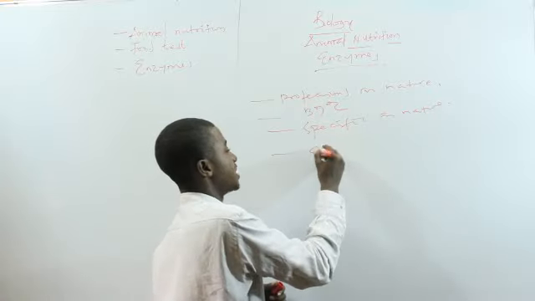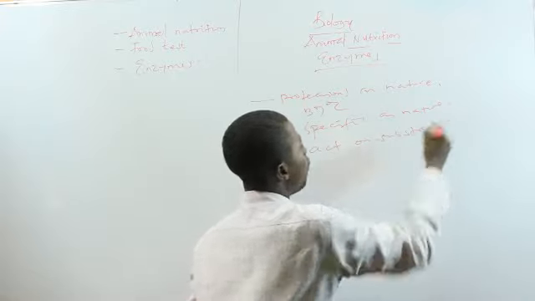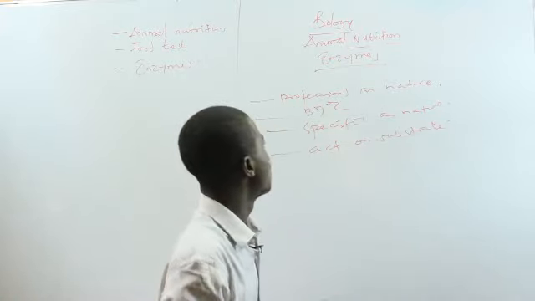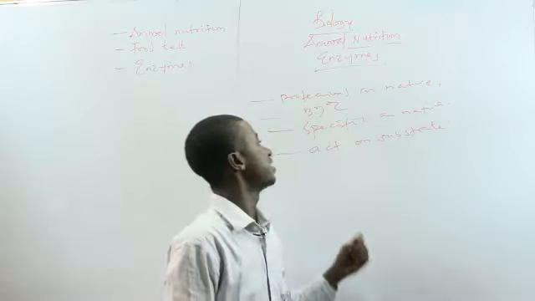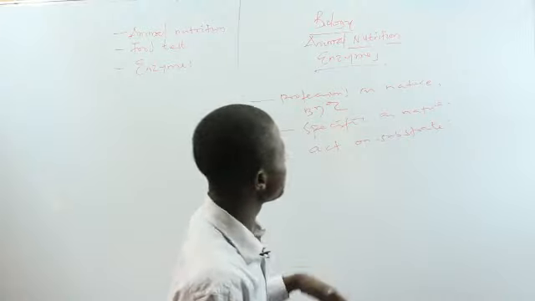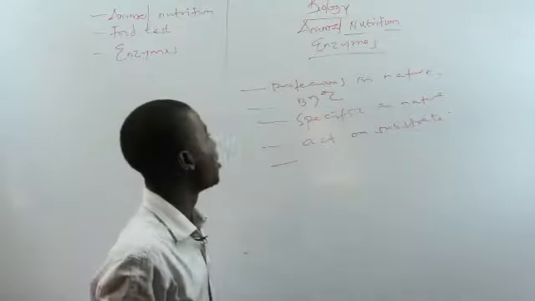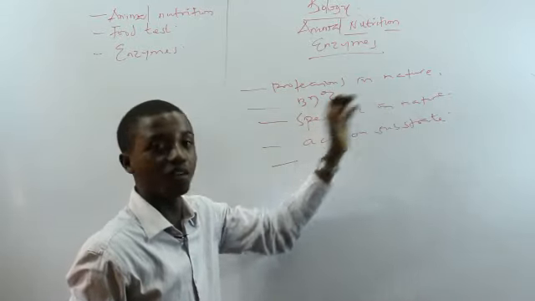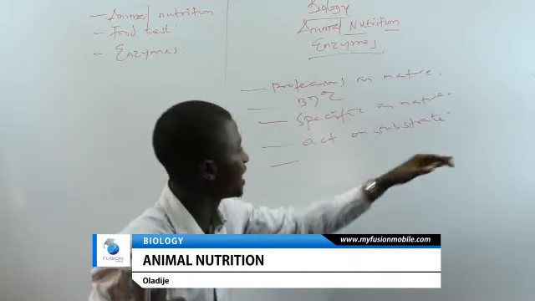Enzymes act on substrate. The substances enzymes act upon are called substrate. So enzymes act on what? Substrate. So we need to establish that enzymes are proteinous in nature, they work best at 37 degrees Celsius, they are specific in nature, and they act on substrate.